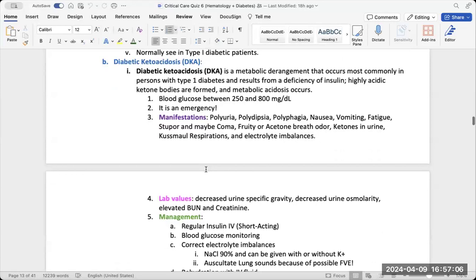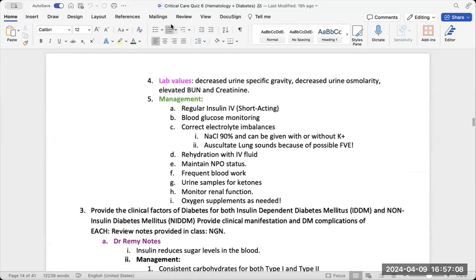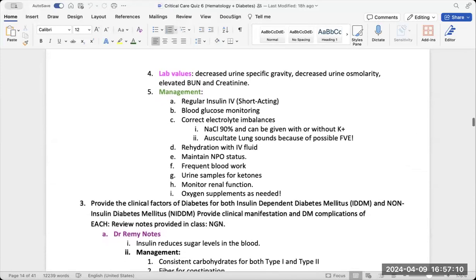Okay. Another thing that I want to point out is, remember, this is still like a diabetic patient, so they're going to be peeing a lot. So we know that they're going to have a decreased urine-specific gravity because their urine is not concentrated, but it can affect the kidneys, so we need to look at that. So we talked about management, right? They need adequate hydration. They need regular insulin via IV, sorry. They need to have their blood sugar monitored very closely.